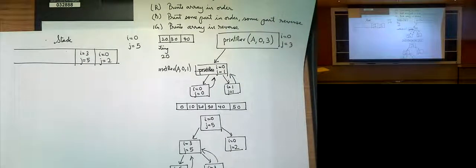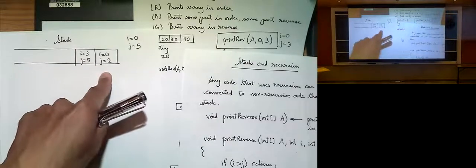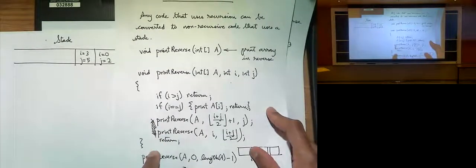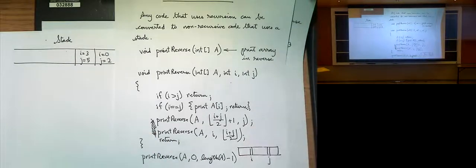Yeah? Since we're pushing the 0 to 2 first, does that mean that's the printing in normal order version? No, good question. Actually, because a stack is last in, first out, this is the reverse one, because you're processing 3, 5 before you process 0, 2. Right? So you're pushing in order of calls. I'm sorry, you're pushing in reverse order of calls. Does that make sense?